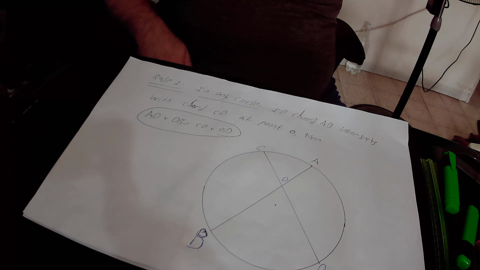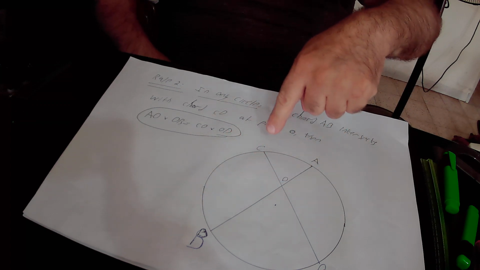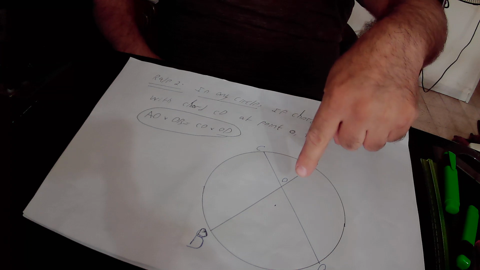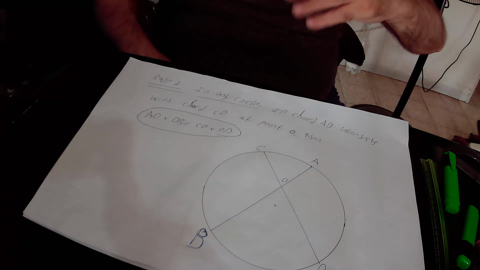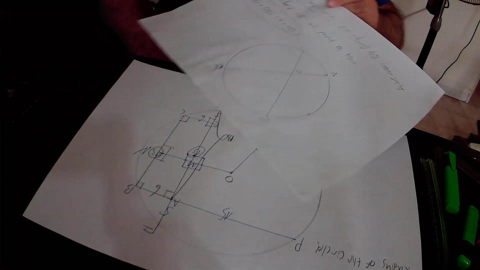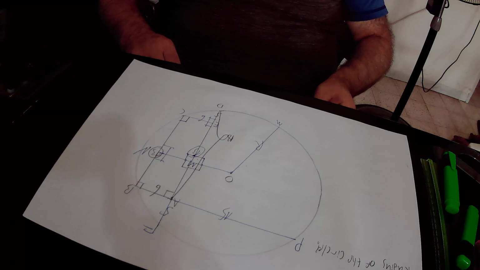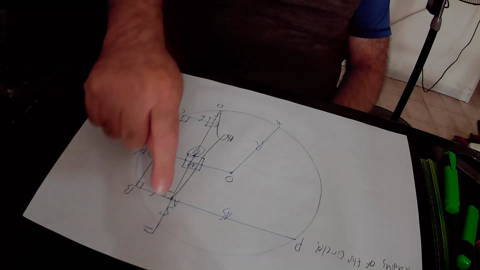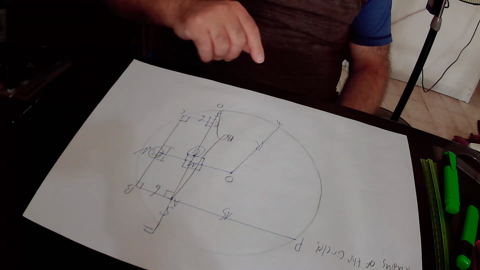According to old rule number 2, if chord AB intersects with chord CD at point O, then AO times OB equals CO times OD. We can implement old rule number 2 in our drawing. Why? Because in our drawing, we have chord FD that intersects with chord PB at point A.